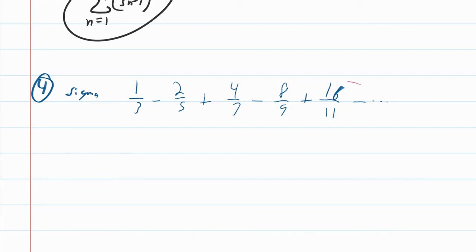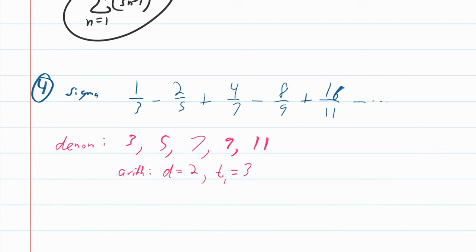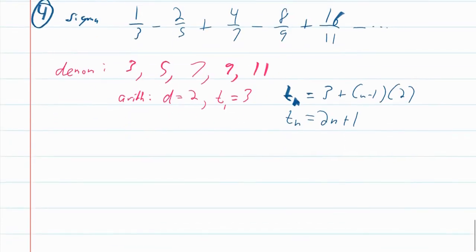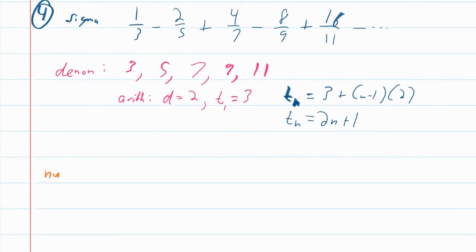One of the things you can see is that the numerator is operating at a different pattern than the denominator. Let's start with the denominator because that's actually a little bit easier. The denominator's pattern is 3, 5, 7, 9, 11. That is an arithmetic sequence with a common difference of 2 and a t of 1 of 3. And so the denominator's formula would be t of n is equal to t of 1 plus n minus 1 times 2, which would simplify to 2n plus 1. That's the denominator's formula.